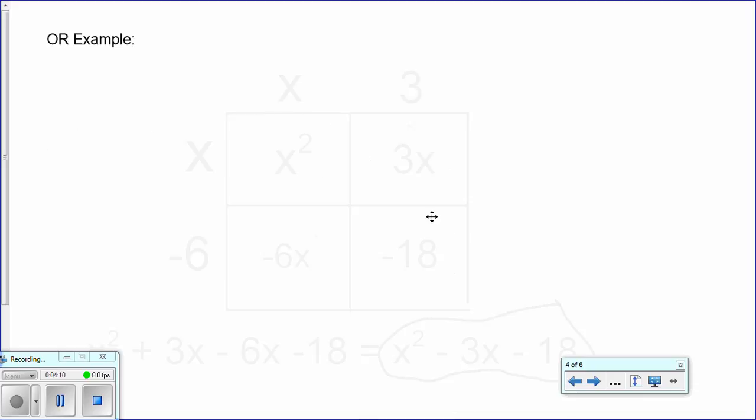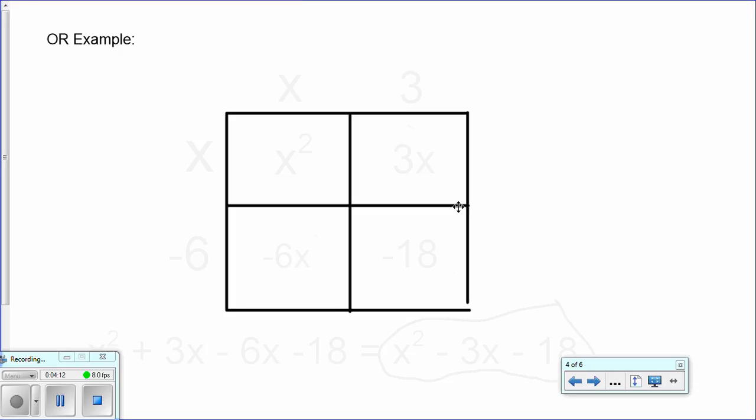Another way to do it is using a Punnett Square. I don't know how many of you have used Punnett Squares in science, but it's an excellent way to multiply things if you don't really like all the messiness of distributing.